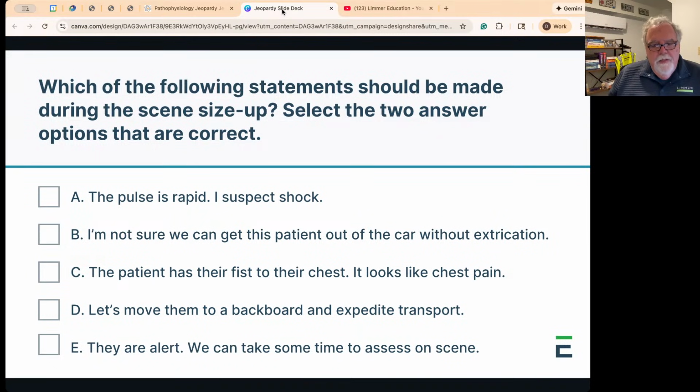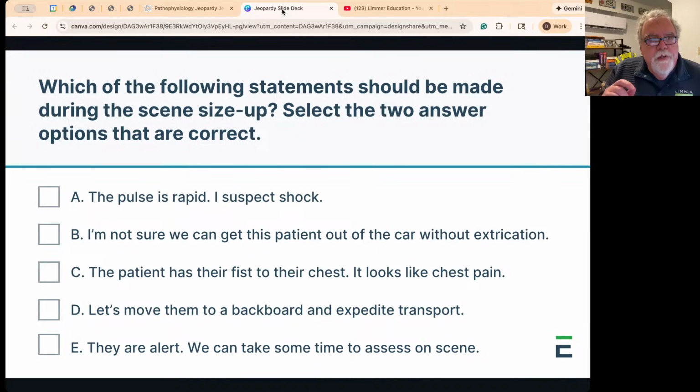So the correct answers in this one. And you see how you can take a question like a scene size-up question and make it challenging? This is why the National Registry is different than any exam you've probably taken, because they're going to challenge you. And that's what I want to do.